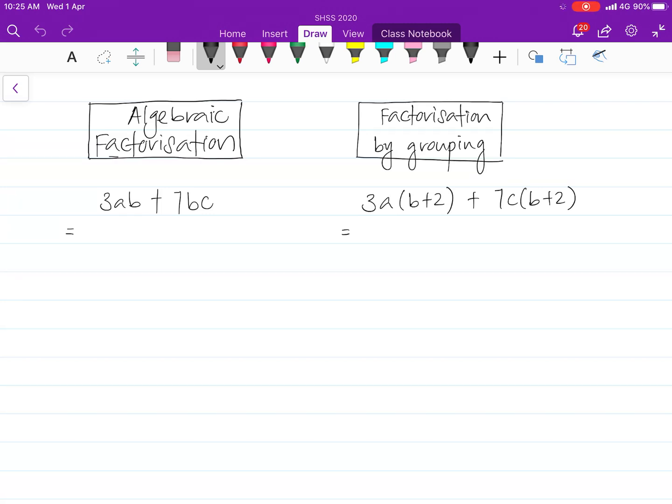Welcome to this e-learning lesson. Today we're going to learn factorization by grouping. Before we learn factorization by grouping, let's recap on some algebraic factorization.